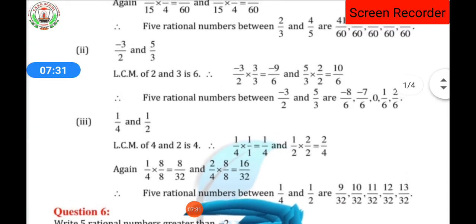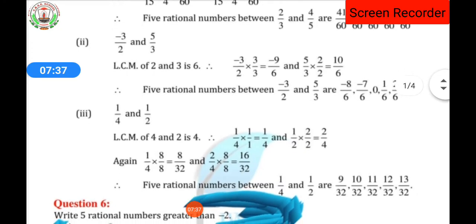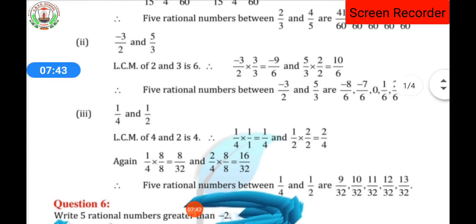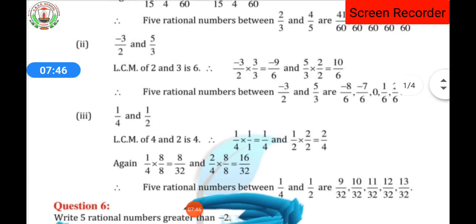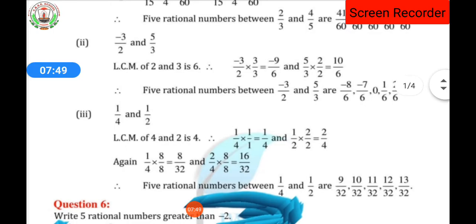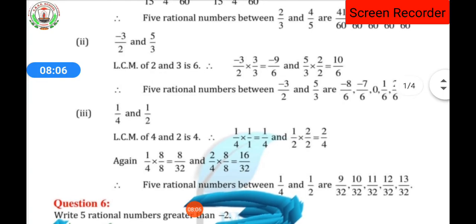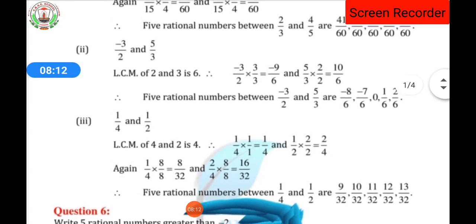Moving toward the third part of question number 5. Here it is asked to find the rational numbers between 1 by 4 and 1 by 2, isn't it? So first we are going to find the LCM of 4 and 2. The LCM of 4 and 2 will be 4 itself. Now 1 by 4 will be multiplied by which number to get the LCM as 4? That will be multiplied with 1 itself, as 4 itself is present in its denominator. So 1 by 2 will be multiplied by which number to get the LCM 4? That will be multiplied with 2, isn't it?